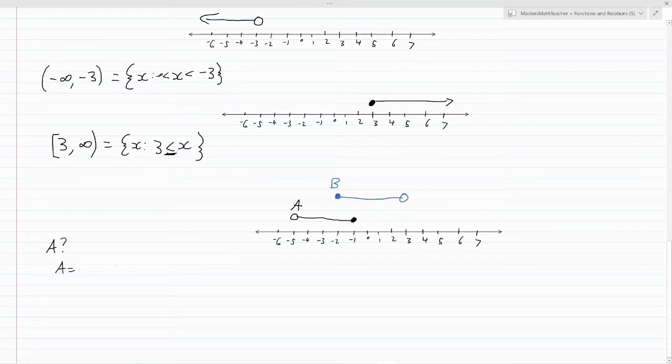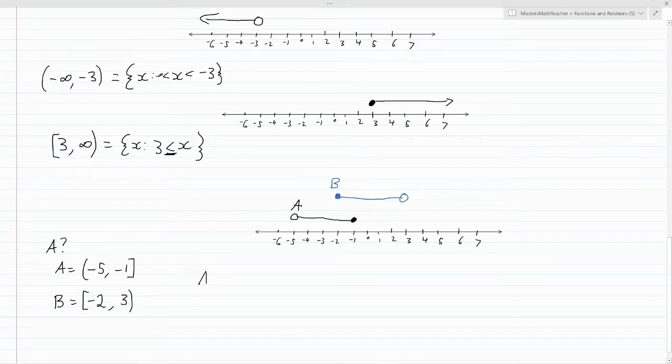So the interval for A, we're going to write -5, circle bracket, goes to -1, and it's a square bracket. B, we're going to write -2 with a square bracket to 3 with a circle bracket.